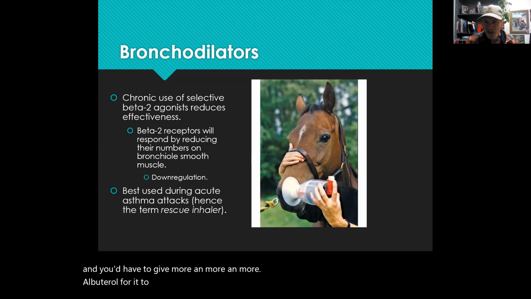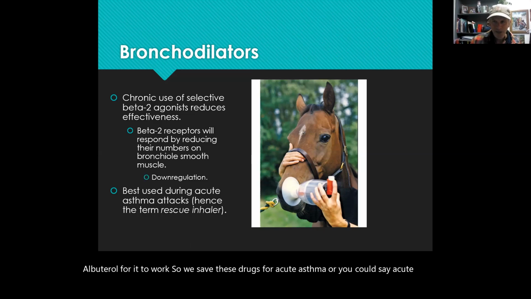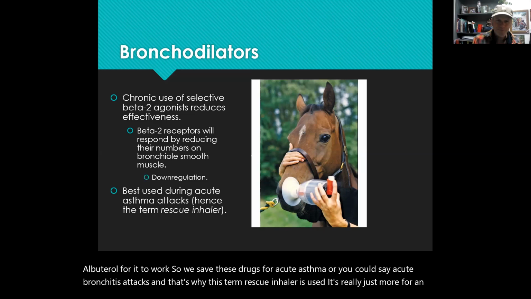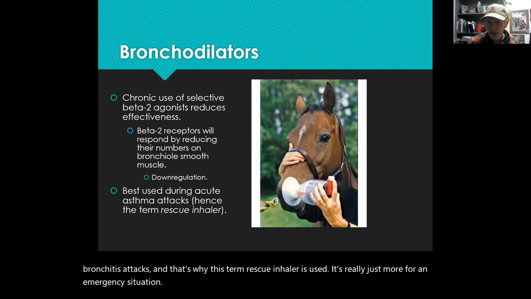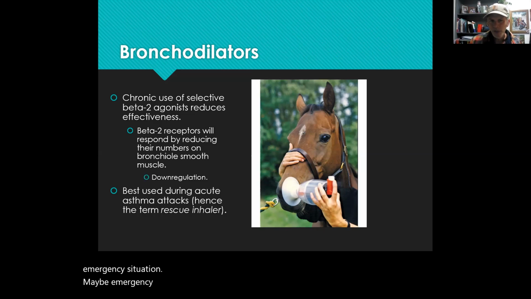So we save these drugs for acute asthma, or you could say acute bronchitis attacks. And that's why this term rescue inhaler is used. It's really just more for an emergency situation. Maybe emergency is not the right word. We could just say a really severe flare up.